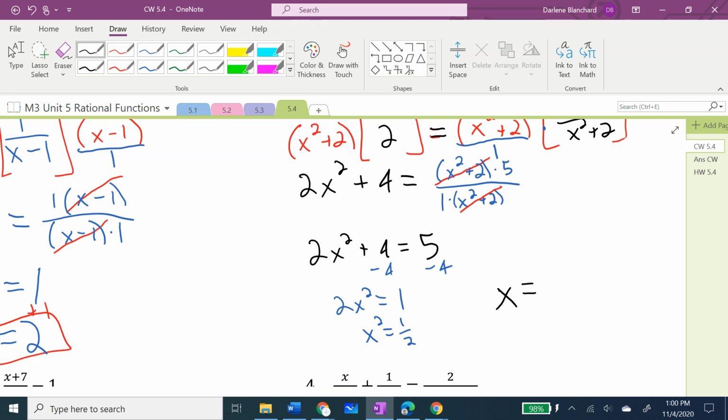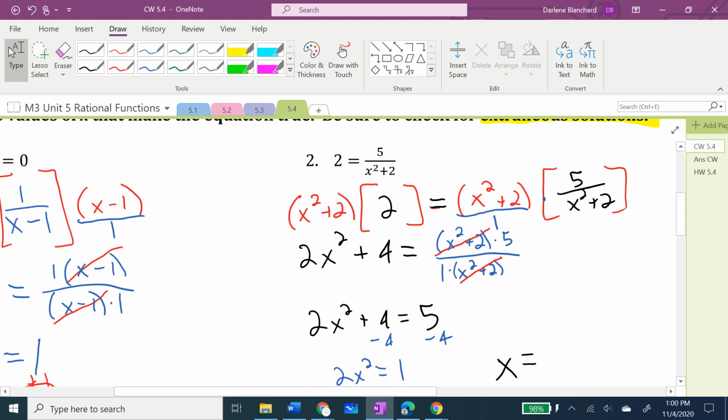Anyone remember? Yes, plus or minus. And also, Jason, the question you have, could you have divided both sides by 2 before distributing? You're talking about right here? Yeah, you could have done that.